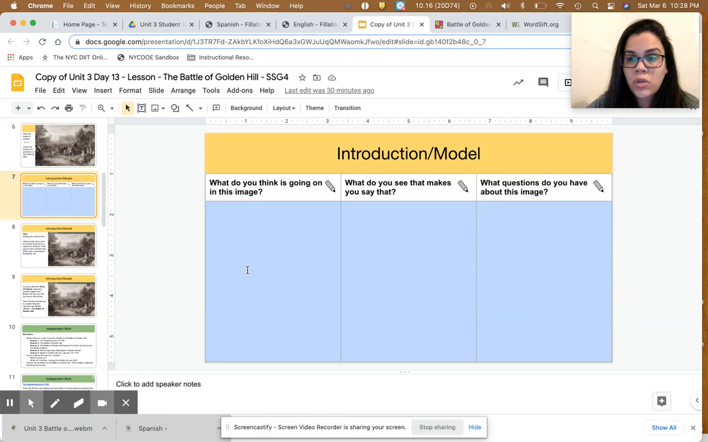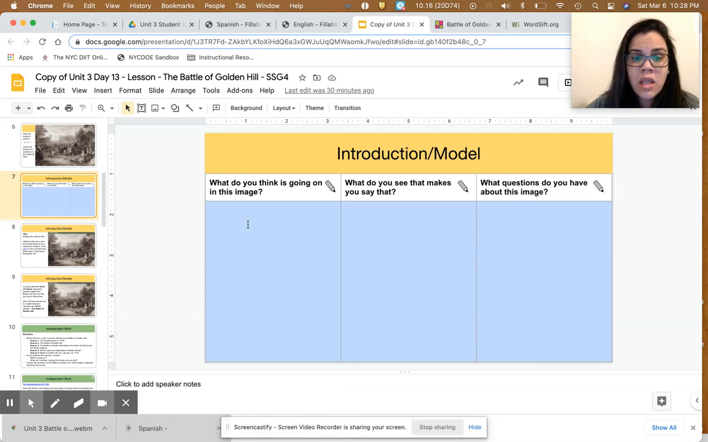If you use a tool like the See, Think, Wonder chart, what do you see? What do you think? What do you wonder? If you use that tool in science or in reading or writing, and students are familiar with that tool, you could use that instead of this organizer. Consistency is really important for multilingual learners and English language learners.